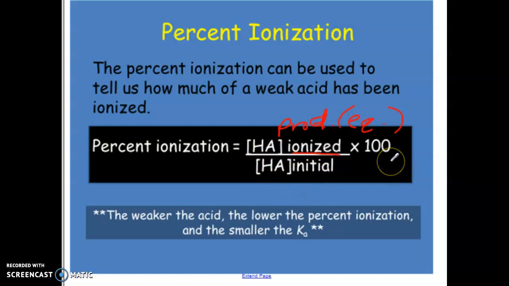Times 100. So the higher the percent ionization, the more product you had in comparison to what you had originally. Again, the weaker the acid, the lower the percent ionization, the smaller the K value is. That should all make sense and start jiving at this point. The more product you have, of course, the stronger the acid. If you have a low percent ionization, that means you have not a lot of product, which means your K value is going to be smaller.